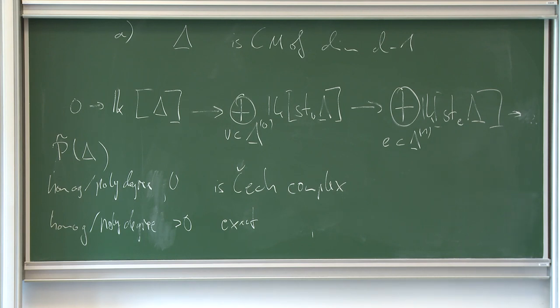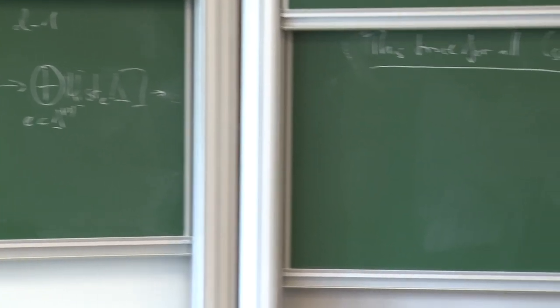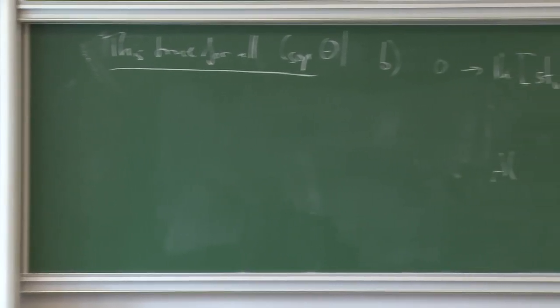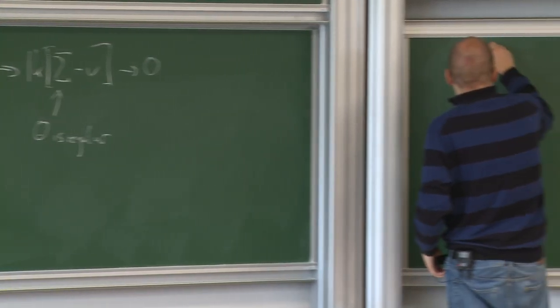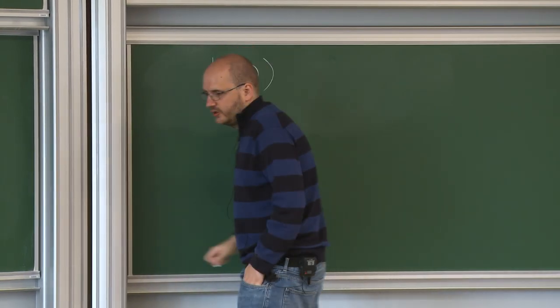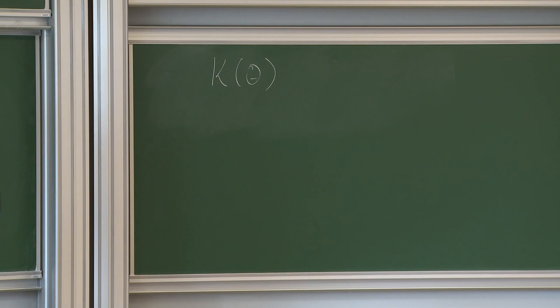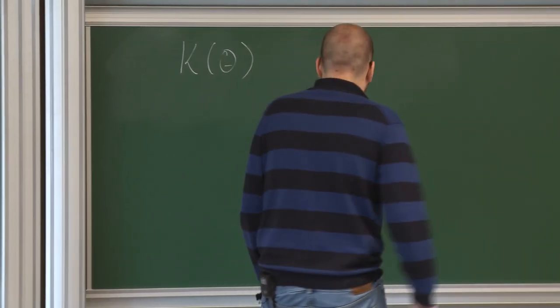That's my first complex. Now what I do is I take the Koszul complex coming from theta. I take my theta. This is probably one of the first things that you ever do when you do homological algebra or spectral sequences. I take the Koszul complex.